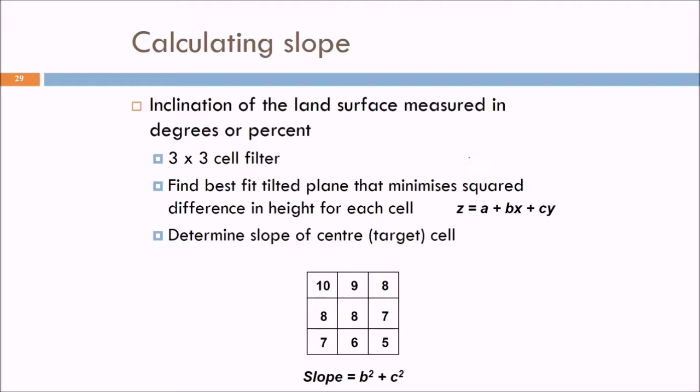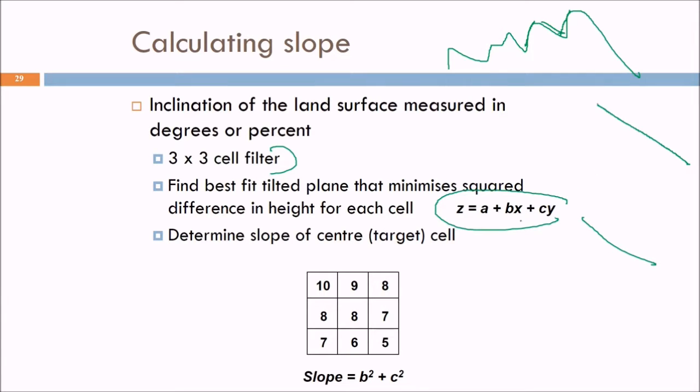The inclination of the land surface measured in degrees or percent. See, if I draw like this, this is the slope, this is the slope. We are talking about this slope. So we apply a 3x3 cell filter. We find the best fit tilted plane that minimizes the square difference in height of each cell. We apply a plane as z equals a plus bx plus cy. Then we determine the slope of the center, that is the target cell. Slope is given by the square root of b squared plus c squared. This is how we compute the slope.